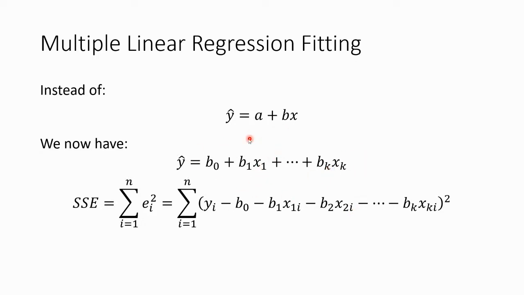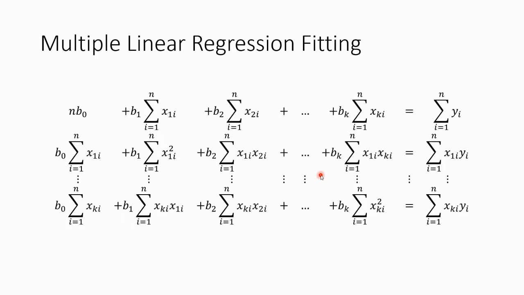Because in simple linear regression, we have to find A and B. And in multiple linear regression, you want to find the values of B naught, B1, B2 until Bk, right? So these are the simultaneous equations that we obtain by solving the differentiations of the SSE against B naught, B1, B2, and so on until Bk. These are the resultant simultaneous equations that we obtain by solving the differentiation equations.